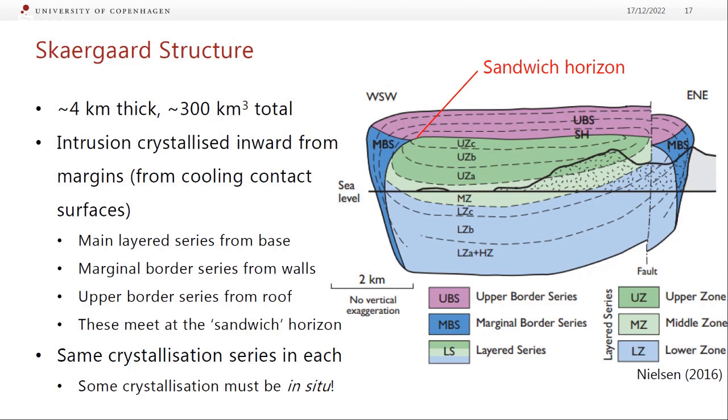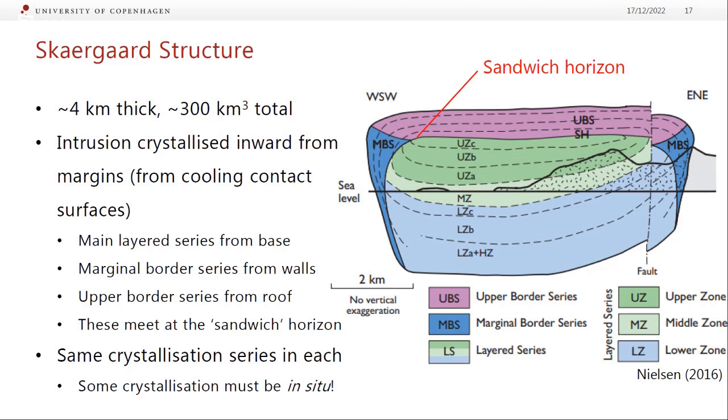And at the sides, we have something called the marginal border series. This is something that crystallized in from the walls. And then at the roof, we have the upper border series. And these basically have the same crystallization series in each one of them. So they're all crystallizing in from the edges, and then they meet at this thing called the sandwich horizon. And I guess that's just because the melt that was left over got sandwiched between stuff crystallizing from every side.